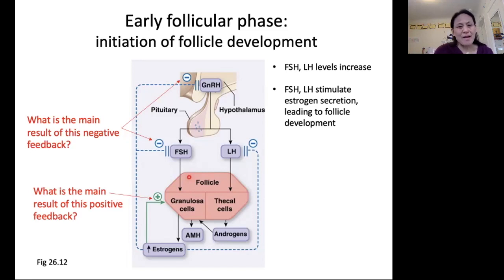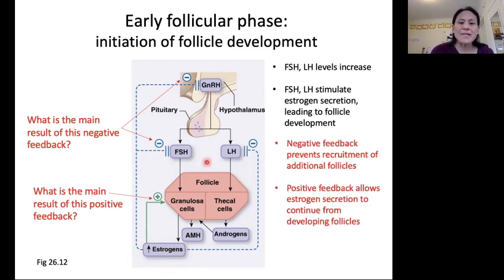Okay, so it might be a little confusing, but let's go over this. We have these estrogens providing negative feedback back on FSH, LH, and GnRH production. That basically is going to prevent the recruitment of additional follicles. So we have that initial FSH and LH that's going to the follicles to stimulate some follicles to start to develop. But once those few follicles begin to develop, they are going to provide negative feedback back on FSH, LH, and GnRH production to prevent further recruitment of more follicles.